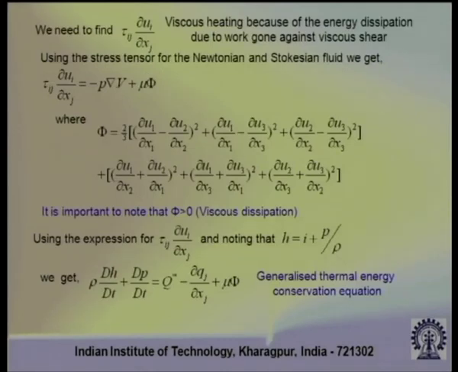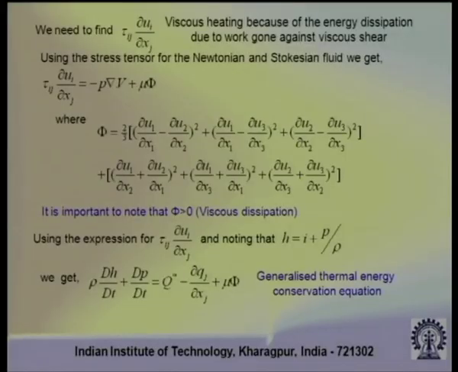So, we need to find out tau ij del ui del xj. What is physically this? Physically this is the viscous heating because of energy dissipation due to work done against viscous shear. So, if you have a viscous fluid, there is a shear between various fluid elements, just like if you rub your palms, you will see that these get heated. Similarly, when you have a shear between various fluid elements, because of viscous effects there is a local heat dissipation, and that increases the internal energy of the system so that it gets heated. So, this is viscous heating because of energy dissipation due to work done against viscous shear.